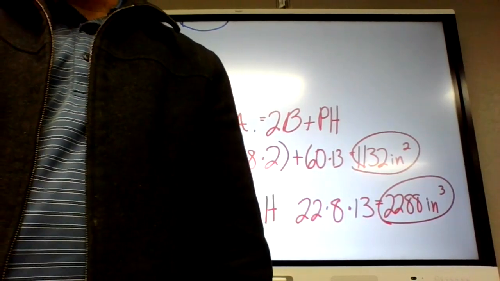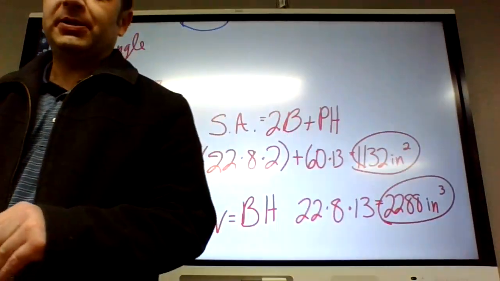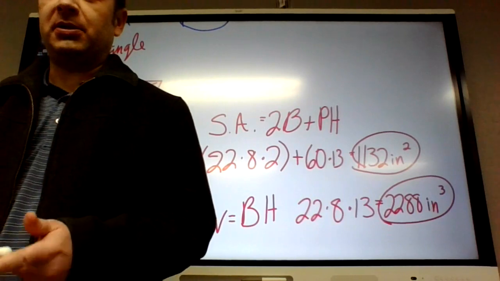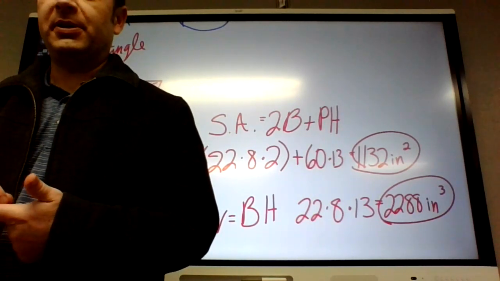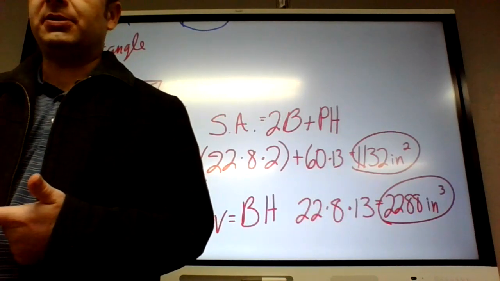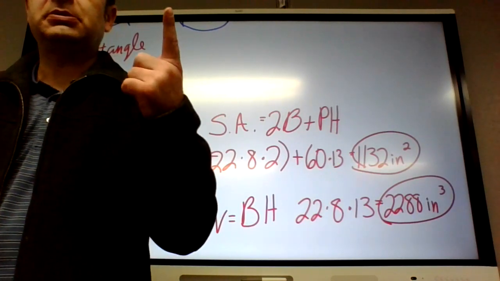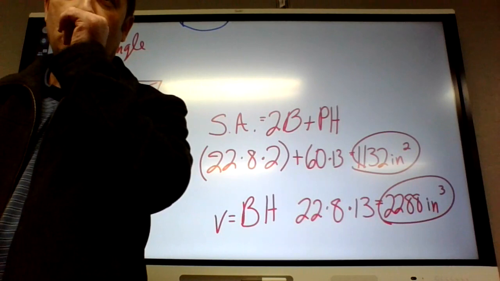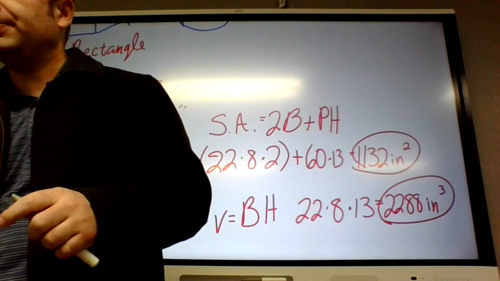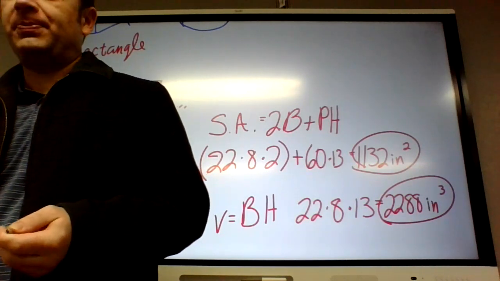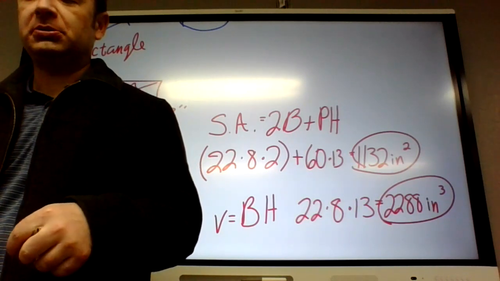Just the square. So number 10, let's have a contest here. Who can tell me, from your notes or whatever, surface area of a cylinder? 2 pi r squared plus 2 pi r height. Yes, that's correct. 2 pi r squared plus 2 pi r h.